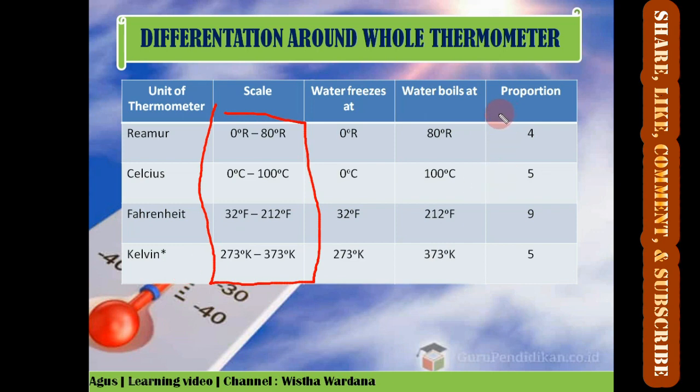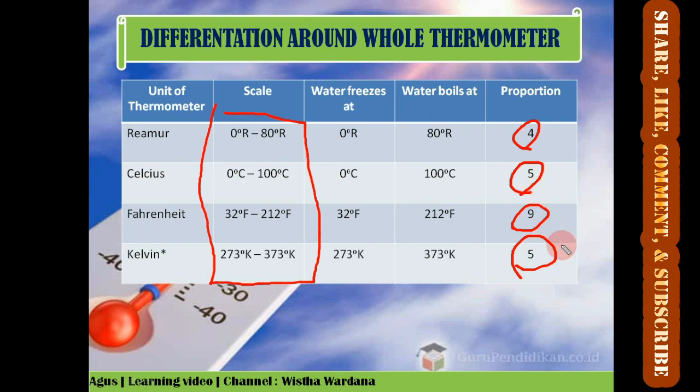Yeah, and then let's continue to the proportion. Every thermometer has a different proportion also. So for the Reaumur thermometer, the proportion is 4. The Celsius thermometer, the proportion is 5. The Fahrenheit thermometer, the proportion is 9. And the Kelvin thermometer, the proportion is 5 also, similar to Celsius.